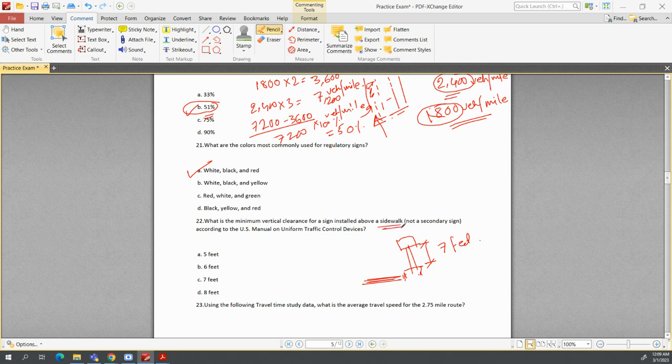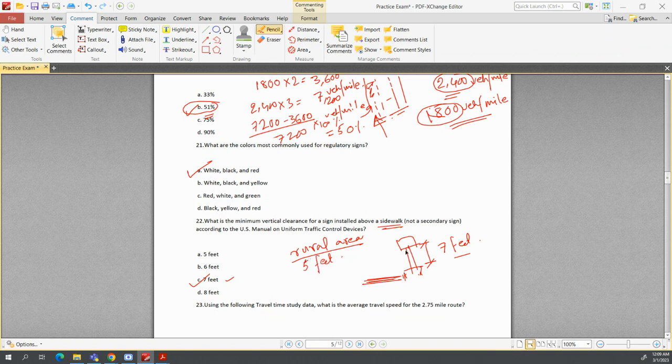Since it's saying sidewalk, we will assume this is in an urban area, so that should be 7 feet. But you should remember, if it is in a rural area, all this is very important. It's not just that you remember this 7 feet, you need to know the entire story. I am telling you, for many problems like that, it's not that only for this you will remember that a sign in an urban area should have a minimum vertical clearance of 7 feet. No. If it's a rural area, that height should be 5 feet.